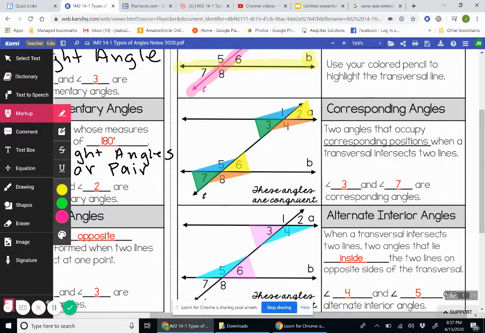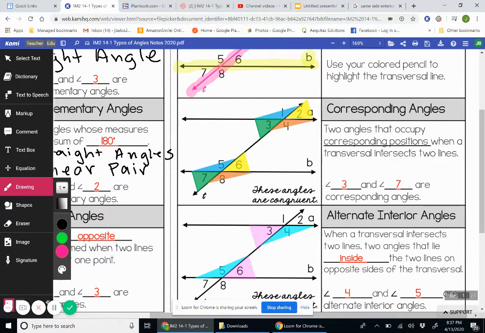I think corresponding angles are actually the hardest ones to understand. Look at angle 1. You'll see that angle 1, right here, is on the top left-hand side. So if you look at your transversal, remember this is our transversal, angle 1 is on the left-hand side of the transversal. It's also above the line. It's above this line right here. So it's on the left-hand side and it's above the line.